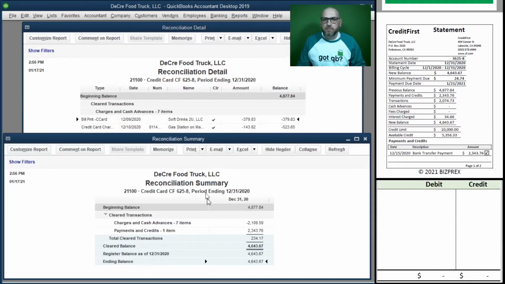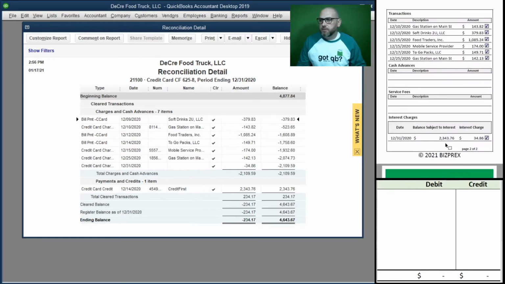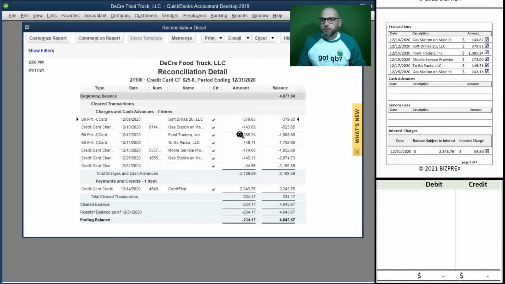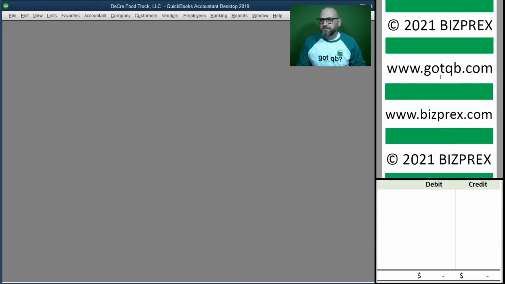Okay, let's take a look at the reports. Balance matches, good. We would print it, attach it to a statement. Okay, let's look at the detail. Payments cleared. Our charges cleared. Okay, we would print it, attach it to the statement. We're good to go. We completed reconciliation of our credit card.